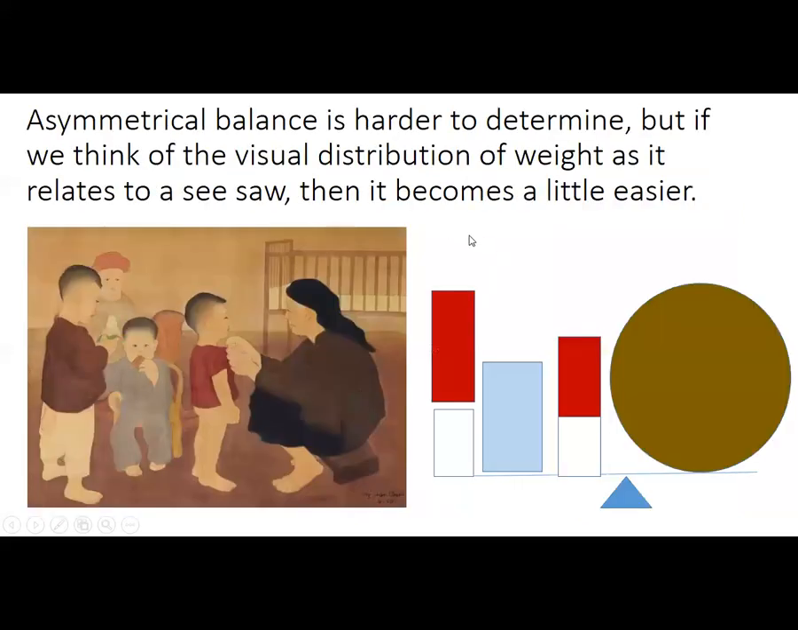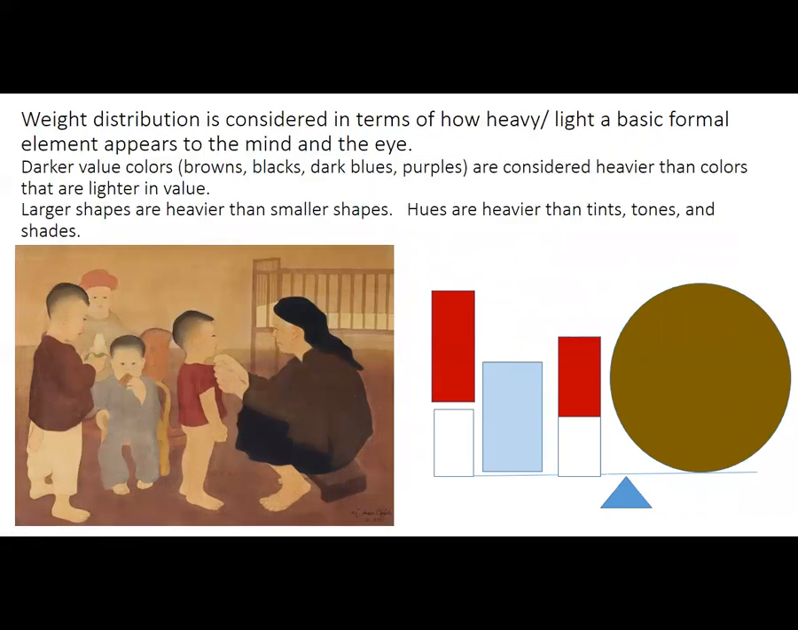So let's talk about this in terms of asymmetrical balance, because it's harder to determine. But again, if we think of it in terms of a seesaw and the balance of weight on a seesaw, it becomes a little bit easier. Visual weight distribution is considered in terms of how heavy or how light a basic formal element appears to the mind and eye.